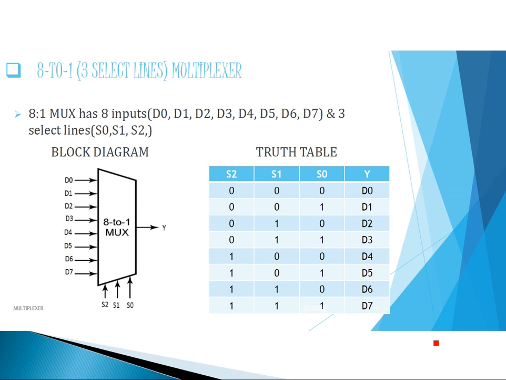And the 8:1 multiplexer, it's a similar procedure. It has 8 inputs, that is from D0 to D7, and 3 select lines S0, S1, S2, and depending on these 3 select lines, one input will be selected at a time. So 3 select lines means 2 to the power of 3 equals 8. So 8 different possible combinations you can see in the truth table. So based on these select line combinations, the particular input will be selected. For 000, D0 will be selected. For 001, D1 will be selected, and so on.